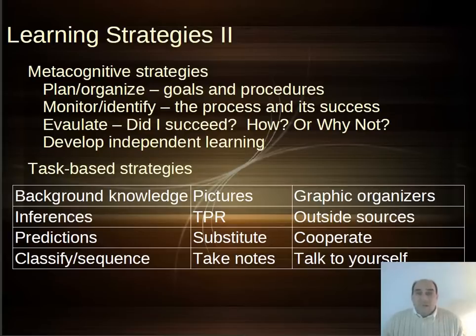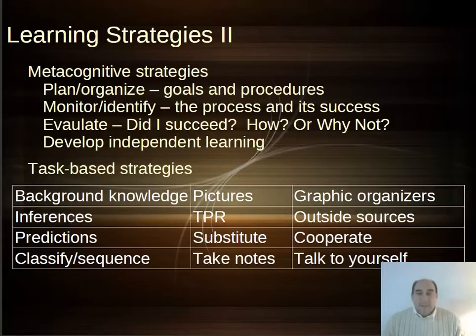As they're going through this, they should be evaluating as well. Right? Did I succeed in doing the steps that I wanted to do in the proper way? Did it give me the right result? Okay, well, why did or why didn't it? Okay, so you want to develop these independent learners. These are all just the things that are going on in your head, right? Planning, organizing, evaluating, just like writing a paper type of thing, the 4 steps.